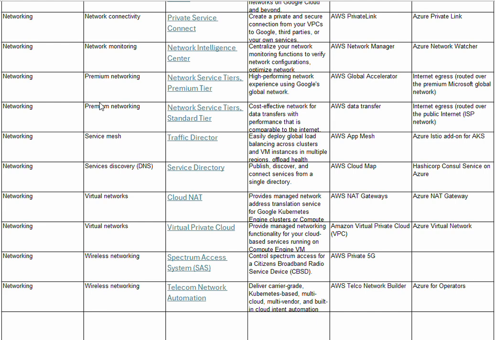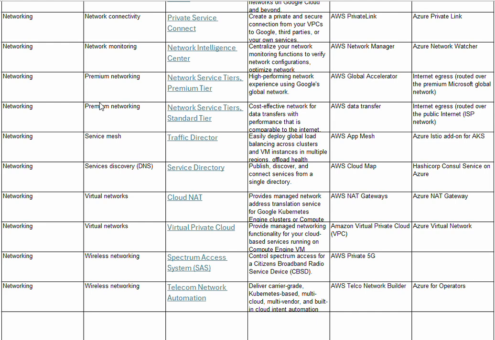Again, there are DNS or different services we can use, but this is not the exact DNS which we have discussed. This is used for publishing or discovery purposes. It's called Service Directory on Google Cloud, Cloud Map on AWS, and Consul service on Azure. So it's all about a particular deployment and then the discovery of that deployment.